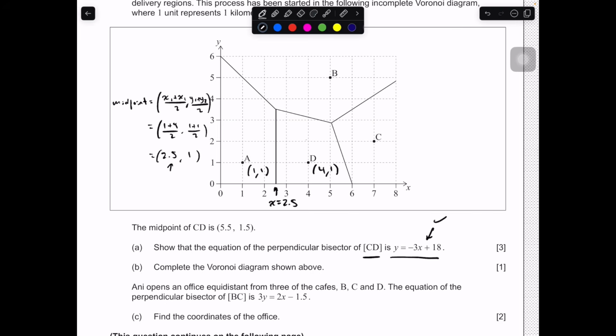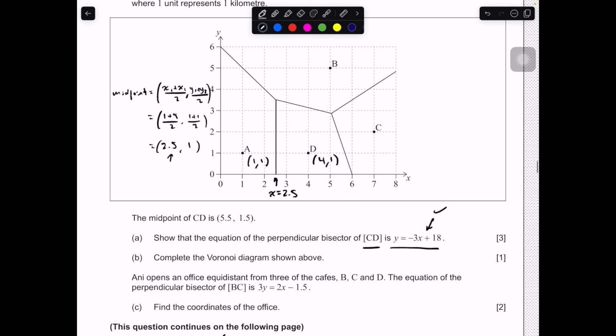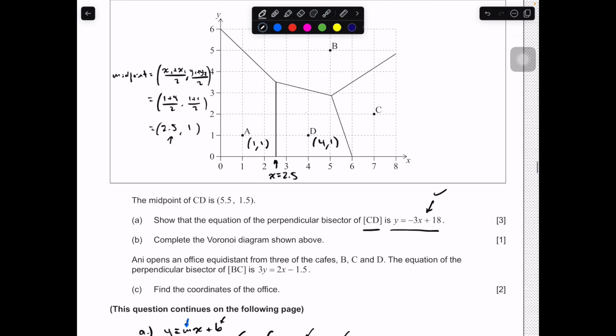So we have this dividing line right here between A and D. Since they have the same y values, we're just looking for some x value between, and then it's the vertical line. Vertical lines, of course, just have an equation where x is equal to wherever that line is placed.